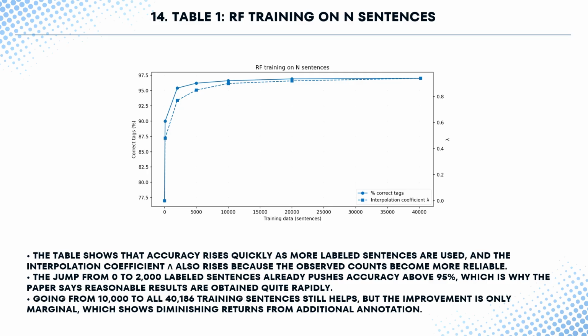The second observation is that the interpolation coefficient lambda increases. This coefficient controls smoothing. As data increases, we trust observed frequencies more, so lambda increases. The third observation is that improvement becomes smaller at higher data. From 10,000 to 20,000 to the full dataset, the improvement is marginal. This shows diminishing returns. This tells us that most learning happens early and after a point, adding more labeled data gives limited gains.